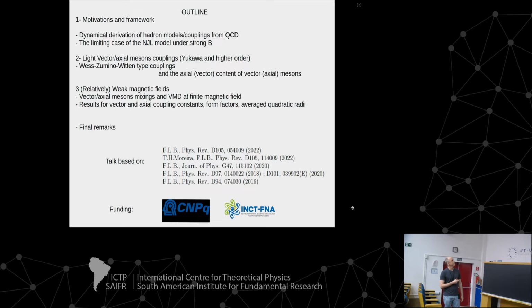And then I will talk about an unusual sort of anomalous coupling of vector mesons to the axial constituent quark current, and the axial light meson coupling to the vector constituent quark current. And then I'll show some numerical results or comparative results between these couplings, and then I reach some conclusions.